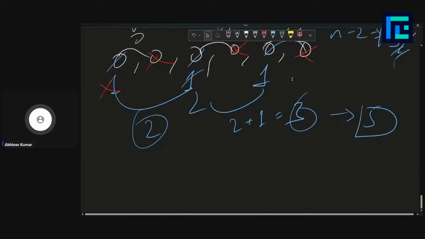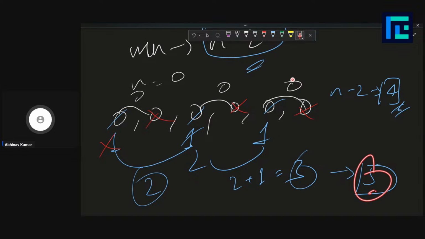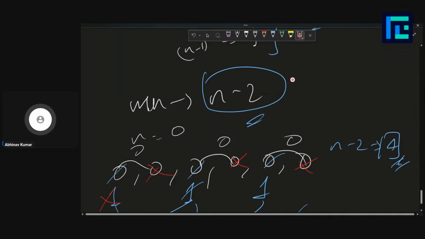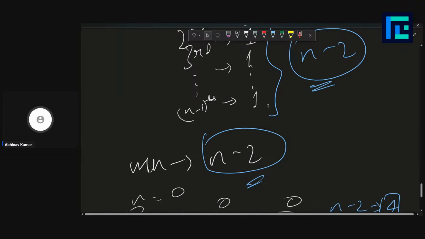So I guess from this test case you can understand that in this way the minimum you were getting was 5, but actually you could have got, through the way that I explained, n minus 2, which was 4. So I hope this is clear to you.